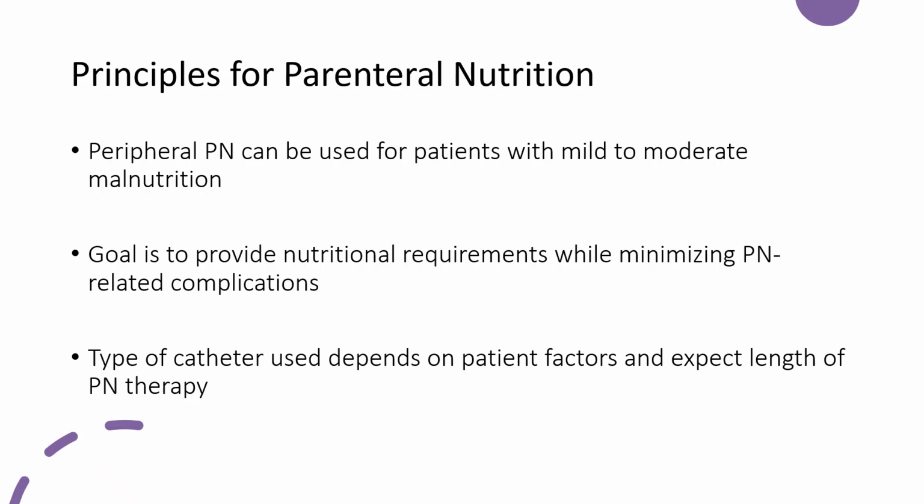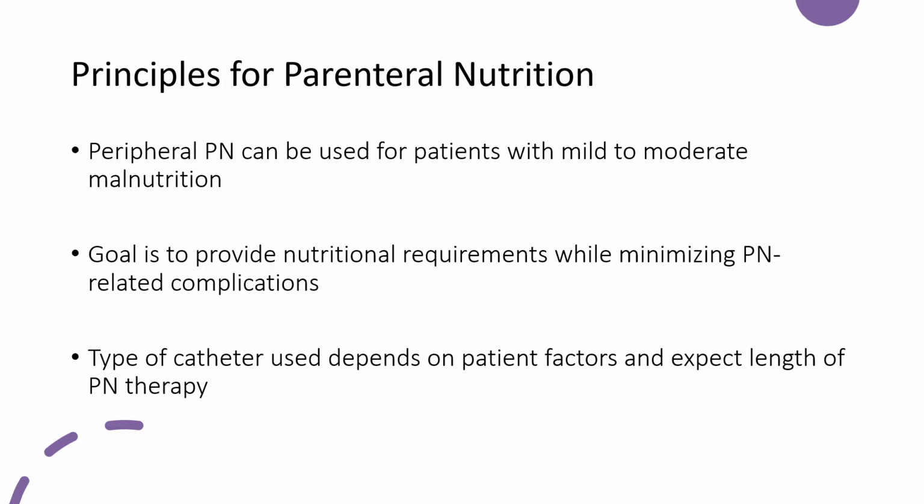So sometimes PN is used, which is a milder version of the nutrition, and you can use these smaller veins short term, like 5 to 7 days, for patients who need nutritional support but do not require the full high caloric TPN. So the goal is always to provide the nutritional requirements to our patients while minimizing parenteral nutrition related complications. So the nutrition bypasses the GI tract entirely.